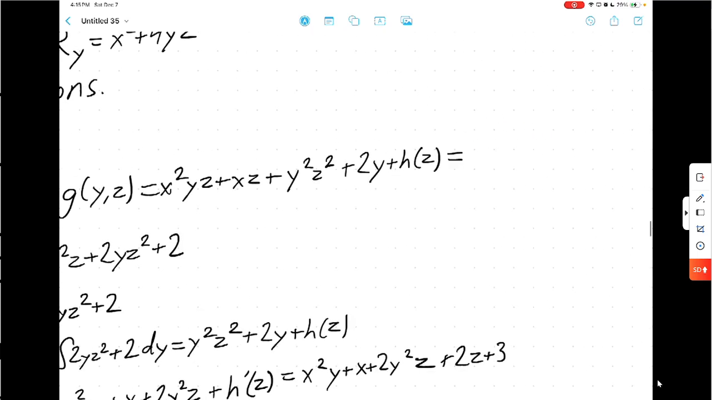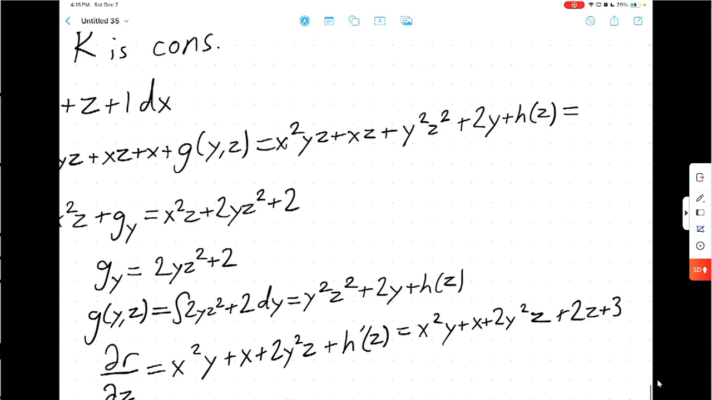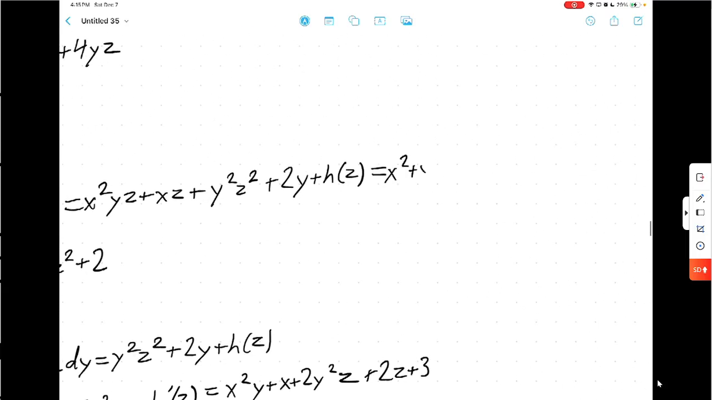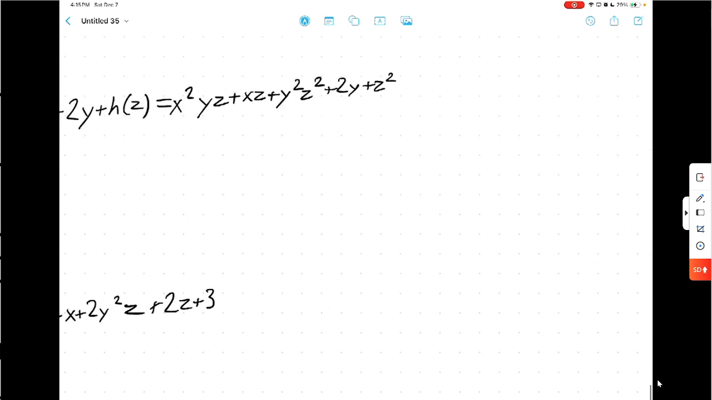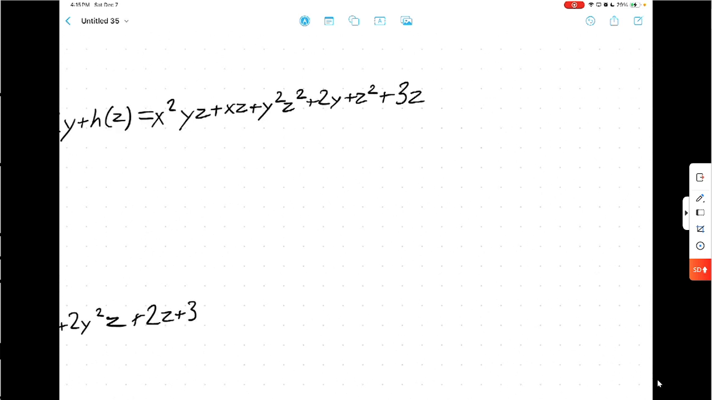So our potential function is x squared yz plus xz plus y squared z squared plus 2y plus z squared plus 3z plus c, where c is an actual constant.